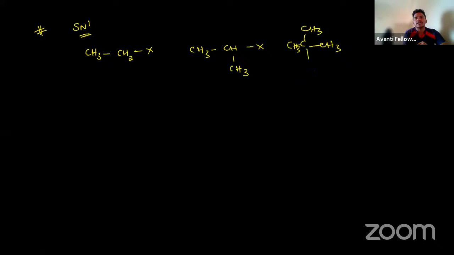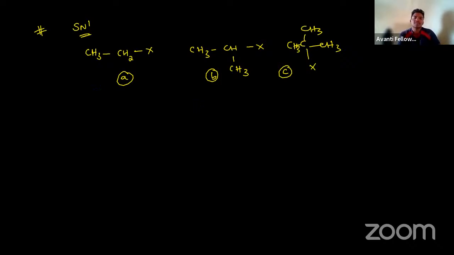Let's suppose you have halides like this: CH3CH2X, CH3CHXCH3, and (CH3)3CX. These are compound A, compound B, and compound C. Among these three, what is the type of alkyl halide, what is the type of leaving group, and what are the type of reagents we are using?